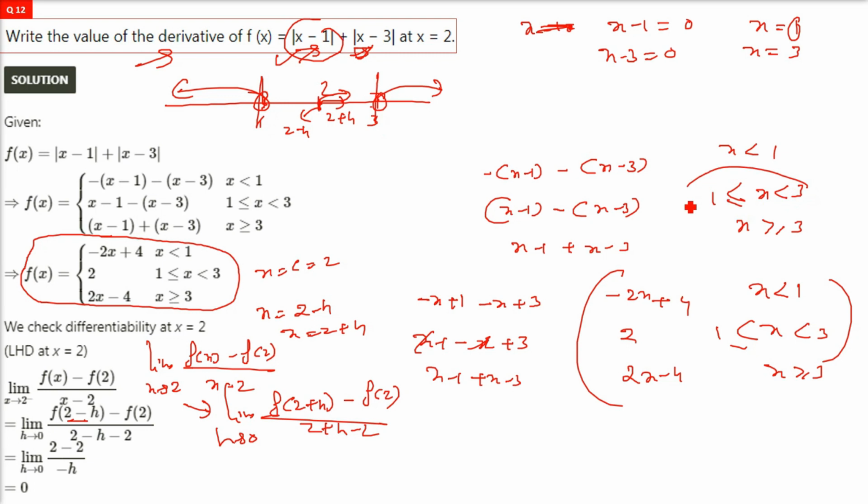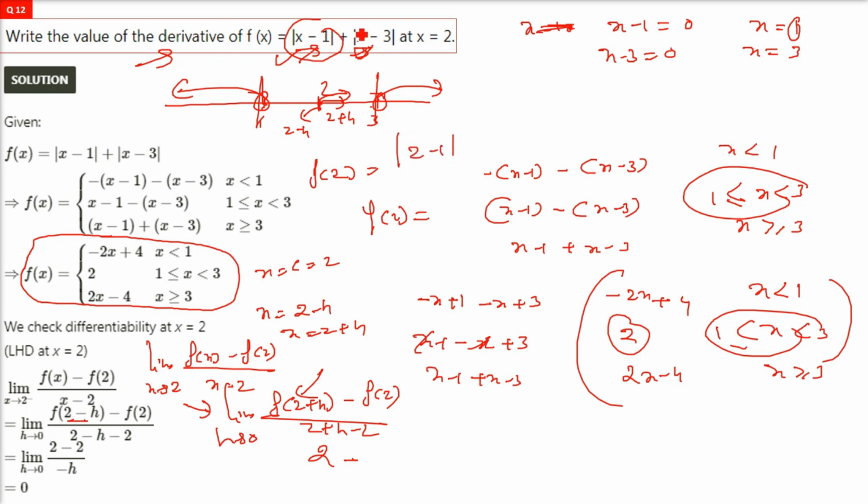What is the value between 1 and 3? It's a constant value. It is 2. f(2 plus h) or f(2 minus h) will be 2. What is the value of f(2)? Of course it will be 2, but we will check it. f(2) is modulus of 2 minus 1 plus modulus of 2 minus 3. I know the value is 2, but just to show you. Modulus 2 minus 1 is 1, plus modulus of minus 1. 1 plus 1 is going to be 2.